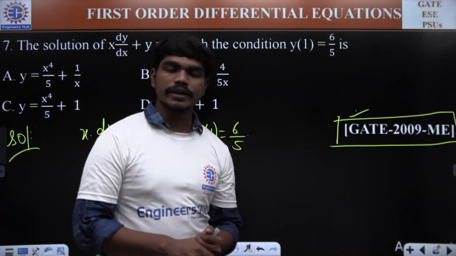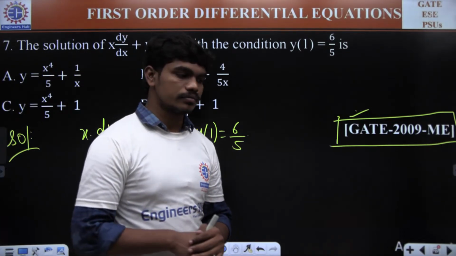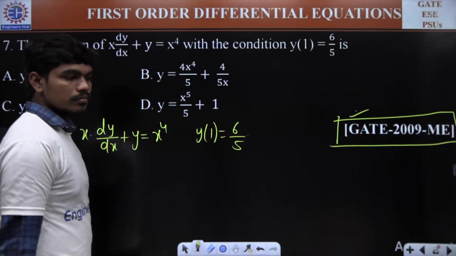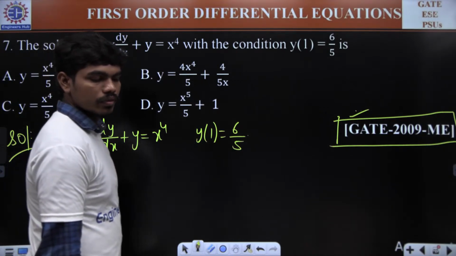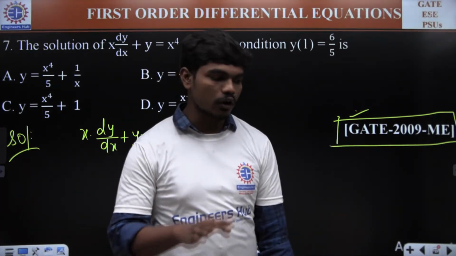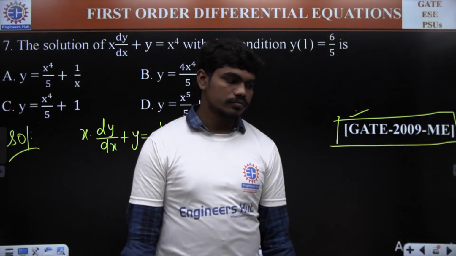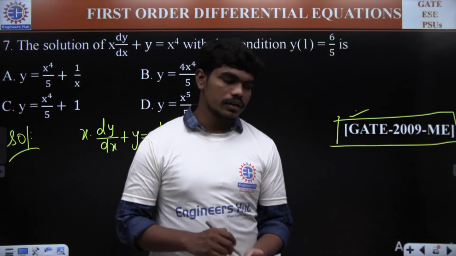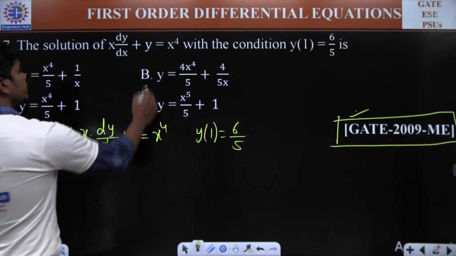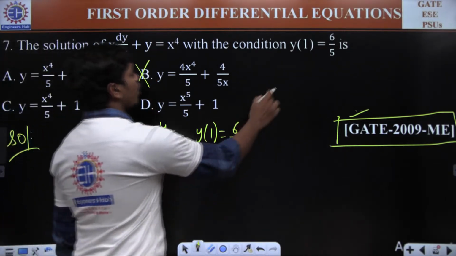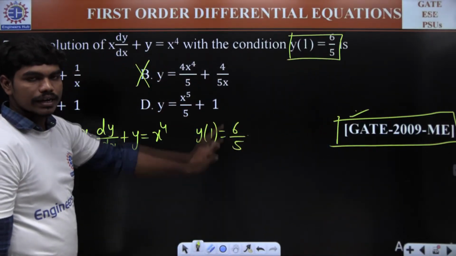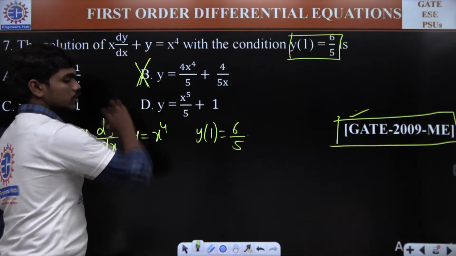Out of all these options, can you tell me which option cannot be the answer definitely? Can you please tell me, out of all these 4 options, which option cannot be the answer for this question? Option D, Divya, is it? But actually this B cannot be the answer, because y of 1 is equal to 6 by 5 is given here, and if you put x is equal to 1, this value of y is 8 by 5. It's not 6 by 5. So this is a wrong answer for sure.